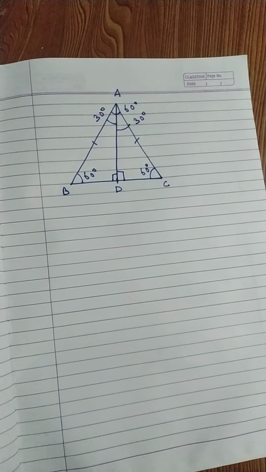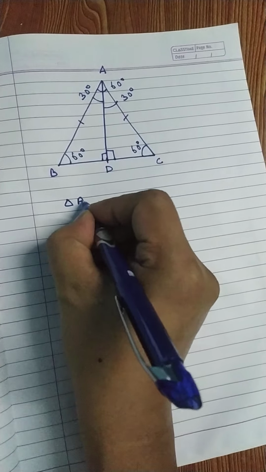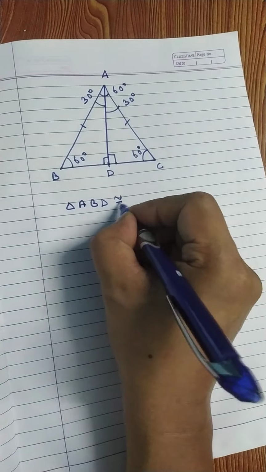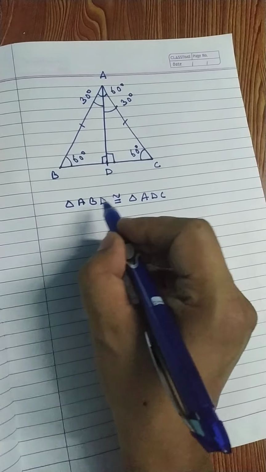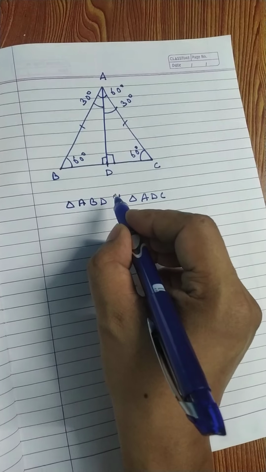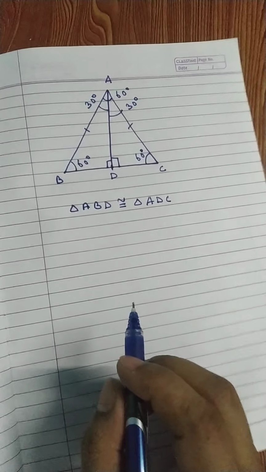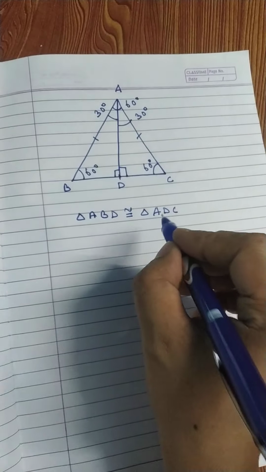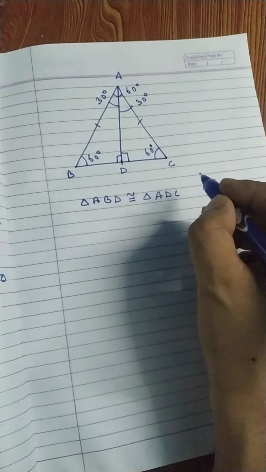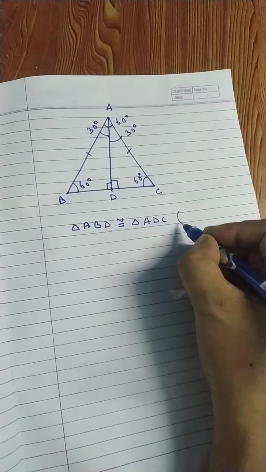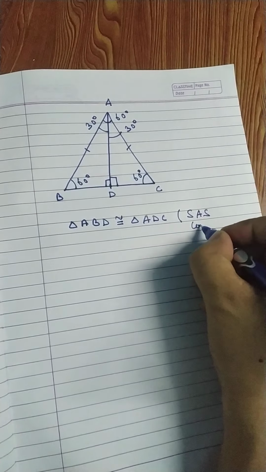These two right angle triangles, ABD and ADC, are congruent. Congruent means they are equal in length and angle; they are equal in size and shape. They are congruent to each other. We have used the side angle side congruency.